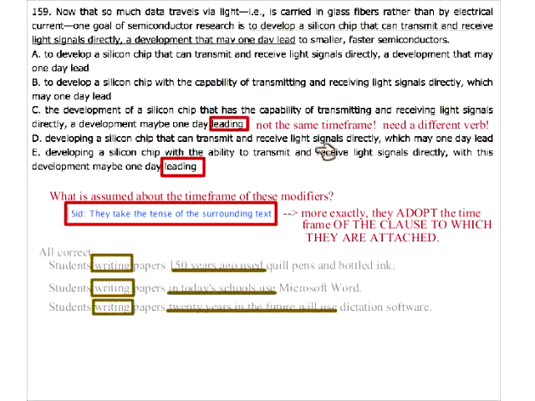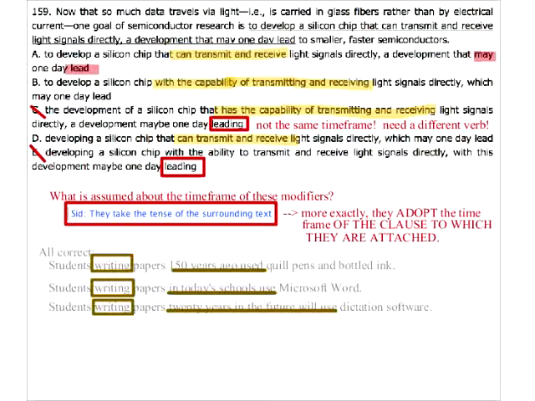Same sort of thing here. Notice that that's fixed in the correct answer where they actually use the verb. It may one day lead. May lead is correct. It's uncertain. We don't know if it'll happen or not. So that's the issue in both C and E. There's also this comparative issue of can transmit and receive is definitely better than with the capability of transmitting and receiving.